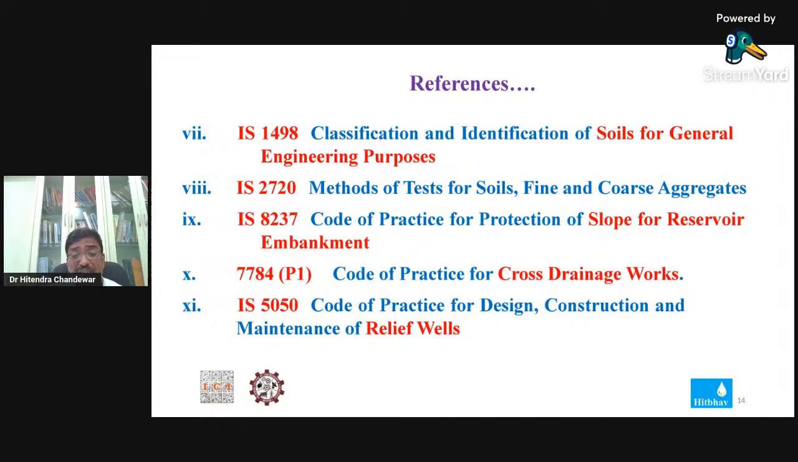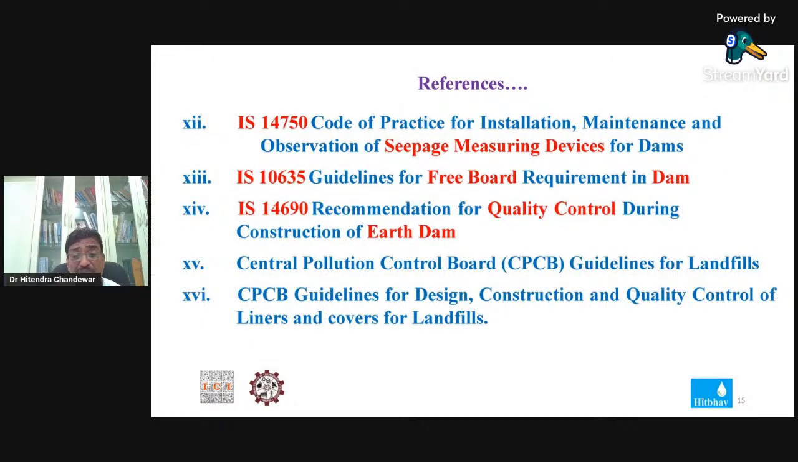So these are the codes that were used for design purposes. Then again, other codes are IS 14750 for seepage measuring devices. Then another code is IS 10635, guidelines for calculating the freeboard requirement of dam. Then IS 14690 for quality control of earthen dam.